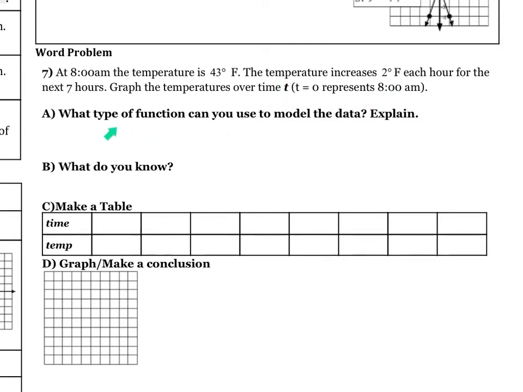So first of all, what type of function can we use to model the data? So it's asking, do we want to use a quadratic? Do we want to use linear? Do we want to use constant? What do we want to use? So let's go back and look at the words in our word problem. So at 8 a.m., the temperature is 43 degrees. And then the temperature increases 2 degrees Fahrenheit each hour for the next 7 hours.